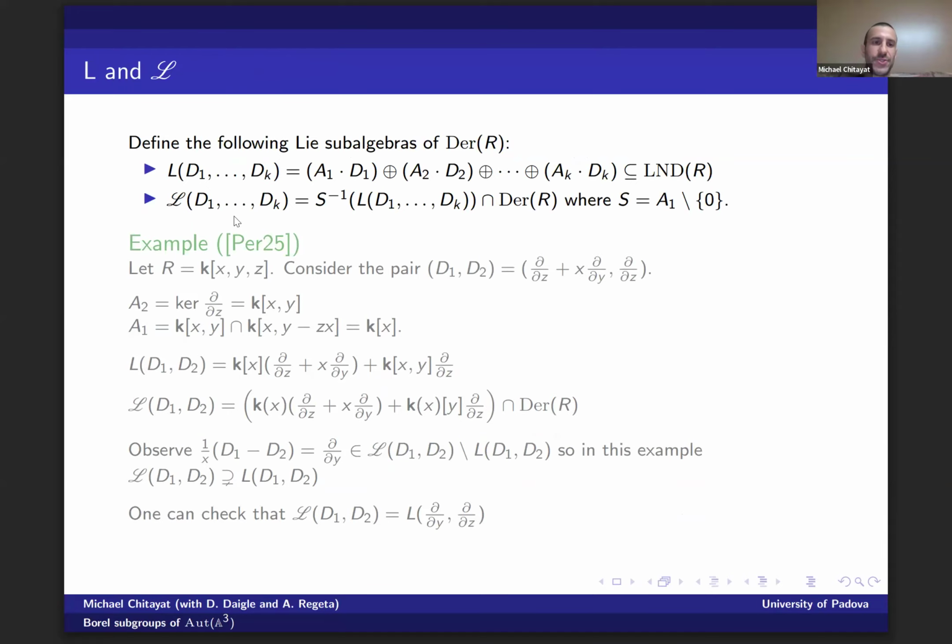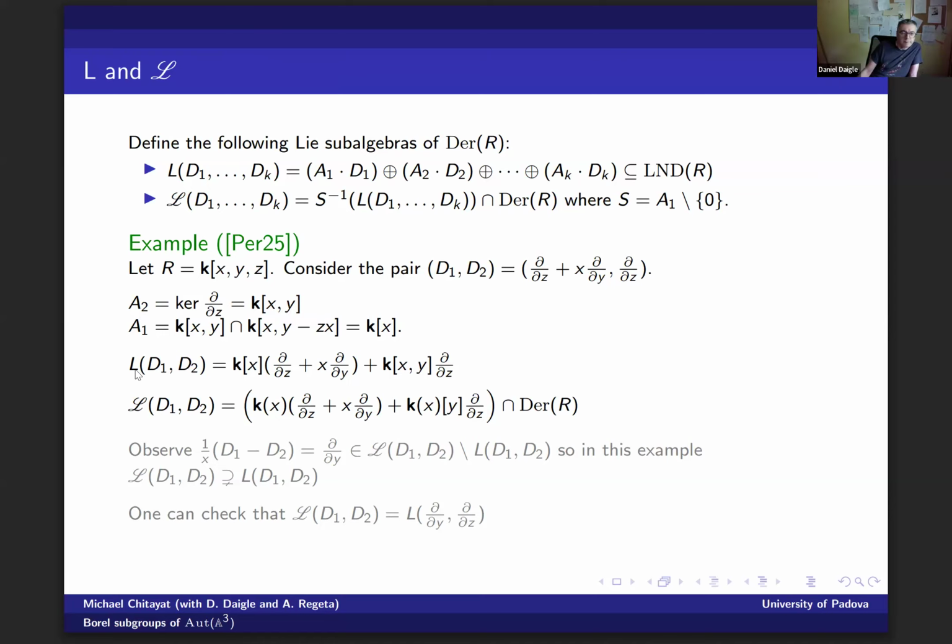Okay, so I left the definitions here, and here is an example of Perepechko. We consider the pair d1, d2 to be these two derivations, and it's fairly straightforward to check that the kernel, well, it's obvious that the kernel of the last one is a polynomial ring in X and Y. And then you can check that the intersection of the two kernels is a polynomial ring in X.